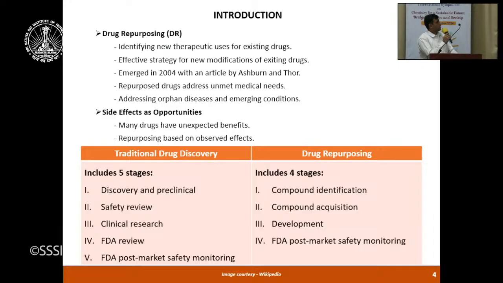Drug repurposing has advantages over traditional drug discovery as it skips discovery and phase 1 clinical trials. Drug repurposing is less time consuming, has less risk of failure, and the safety profile and clinical efficacy already exist.